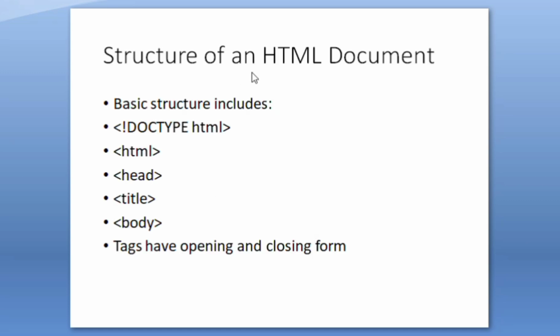Now we will move to the structure of an HTML document. The basic structure includes the doctype, html, head, title, and body. Tags have opening and closing forms. So first we will see the doctype HTML. This tells the browser this is an HTML5 document. Next is the html element. This is the root element of the page, and as I have shown here, the tags have opening and closing forms.